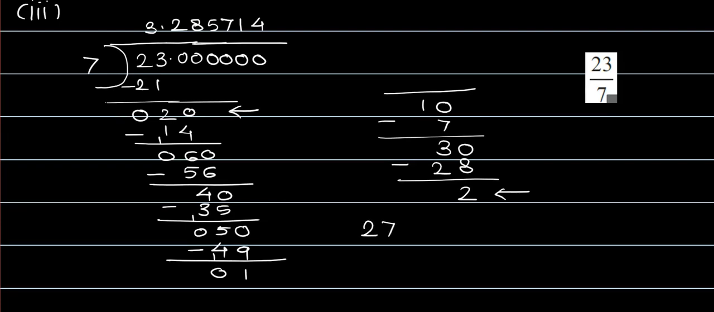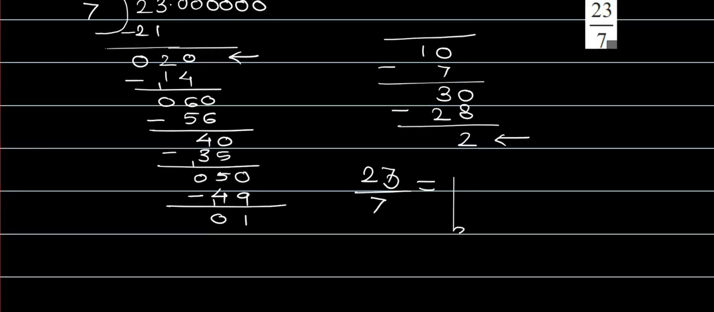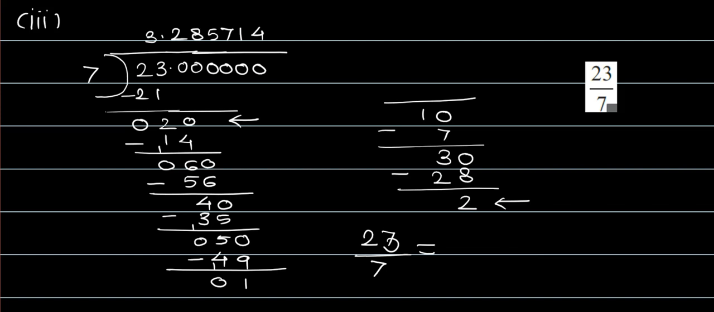Therefore, 23 upon 7 is equal to 3.285714 recurring. Now the next division.